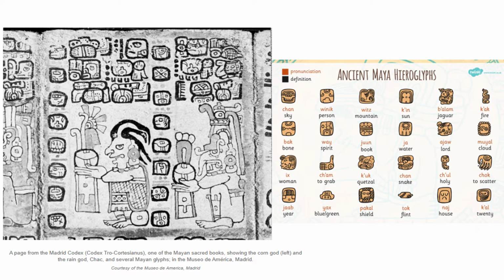Now over here on your left side is a page from the Madrid Codex, one of the Mayan sacred books, showing the corn god to the left and the rain god, Chuck, and several Mayan glyphs. So take a look at that. And to your right side over here, there are some hieroglyphs. Do you notice any of them in this codex? What story do you think this codex is trying to tell us? These are some more hieroglyphics.